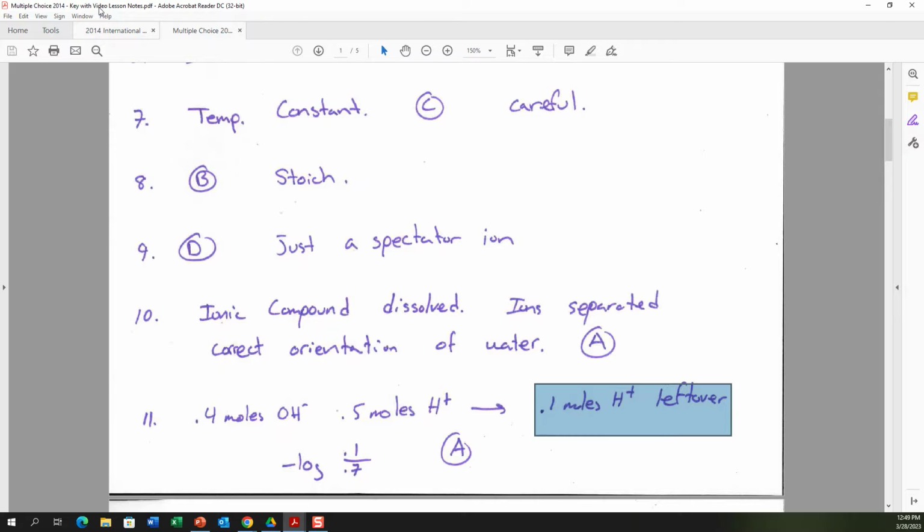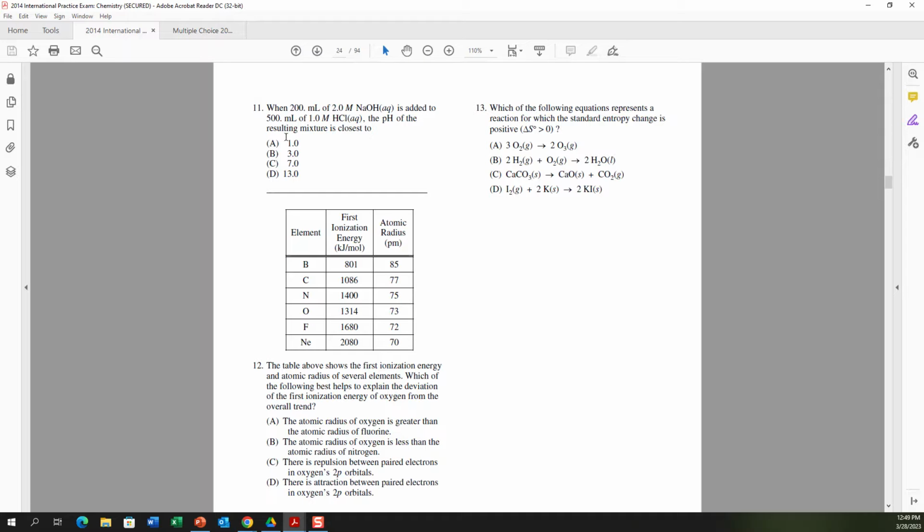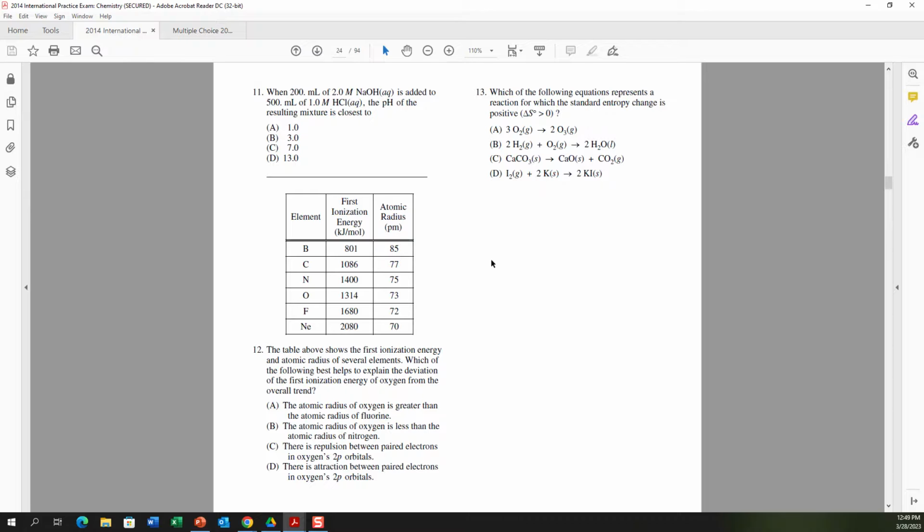But if you had to do this without a calculator, if you had 0.1 moles of H plus and the volume was 1 liter, then the pH would be 1. So now that the volume is less, that means you have a higher concentration of H plus than 0.1. If you had a 0.1 molar solution of H plus, the pH would be 1. So if you have a higher concentration of H plus, it would be less than 1. So that's how you could tackle it without a calculator. But again, choice A right there.